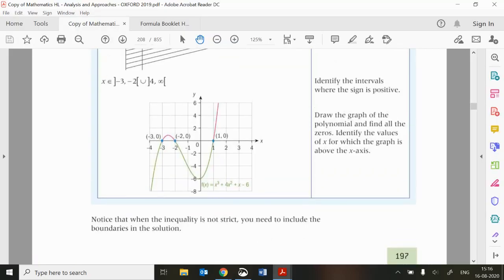And they're saying as well, how do you do this with a graph? Well, there we go. With the GDC, you could draw the graph, and you could just take the sections which are above the graph.